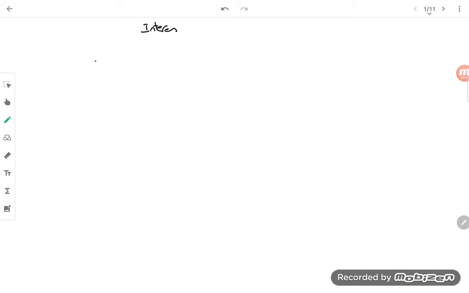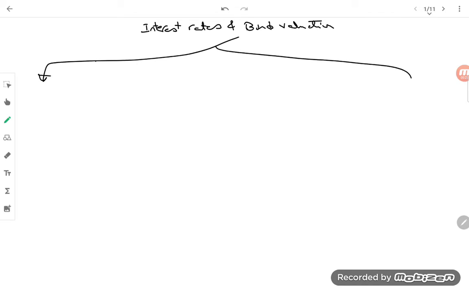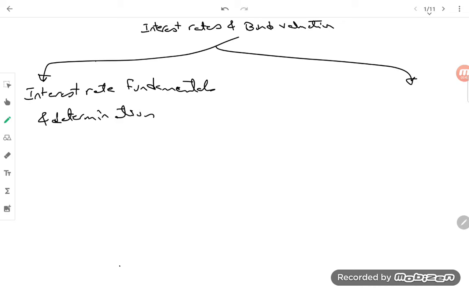Today we are going to talk about interest rates and bond valuation. This chapter is divided into two main parts. The first one is related to interest rate fundamentals and determination. And the second part is related to bonds and their valuation.